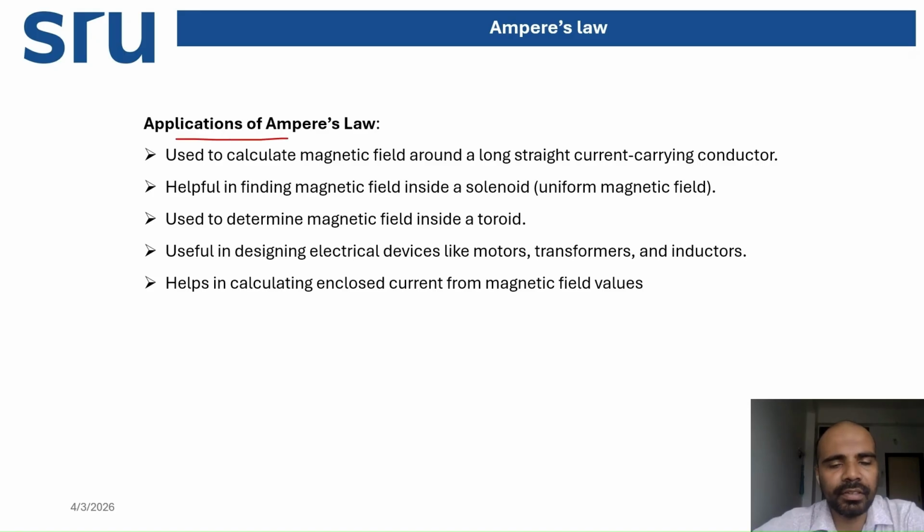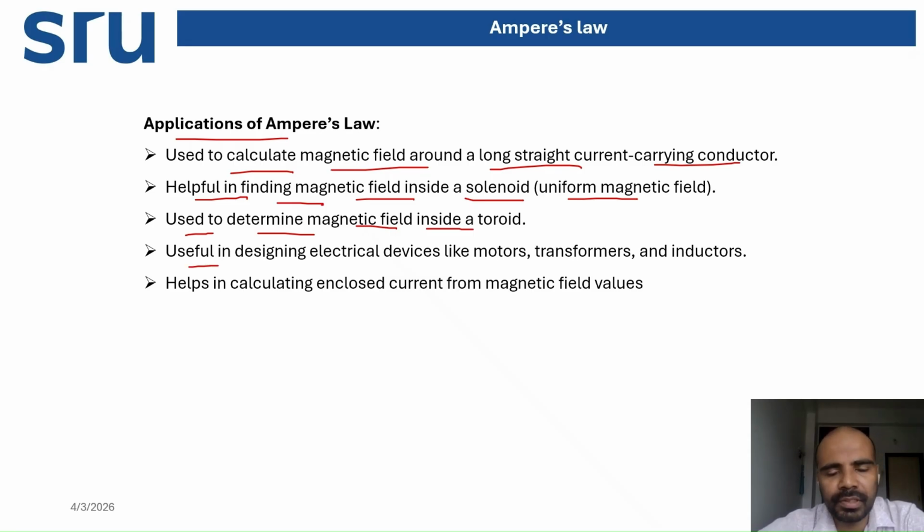Let's discuss the applications of Ampere's law. Ampere's law is basically used to calculate the magnetic field around a long straight current carrying conductor. We have already calculated the magnetic field B equal to mu naught I by 2 pi r. It is also helpful to find out the magnetic field inside a solenoid. You can easily calculate it using Ampere's law. It is also used to determine the magnetic field inside a toroid.